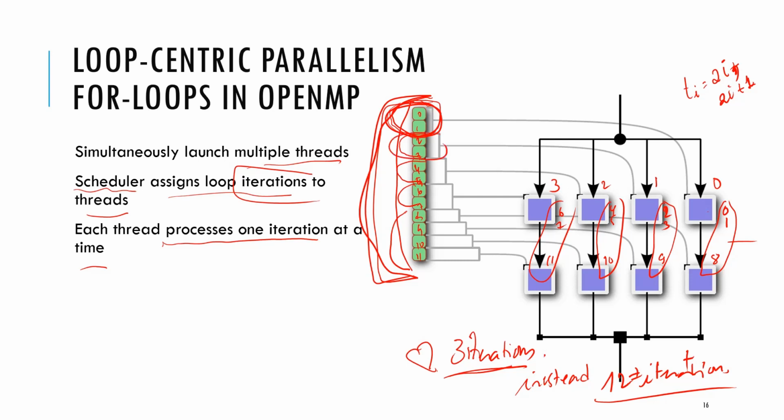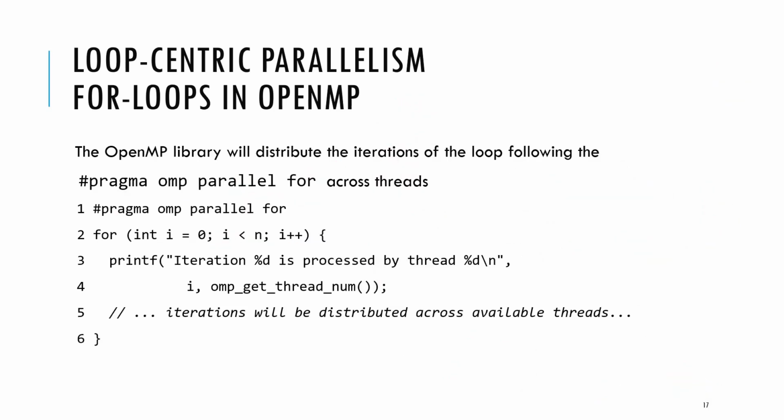Okay, and when it has been left with only 4 different values, it distributed them one by one over the threads. How the values are distributed really depends on the scheduler. We will see it most probably in the next live session together. So the OpenMP library will distribute the iterations of the loop following the pragma omp parallel for across the threads.